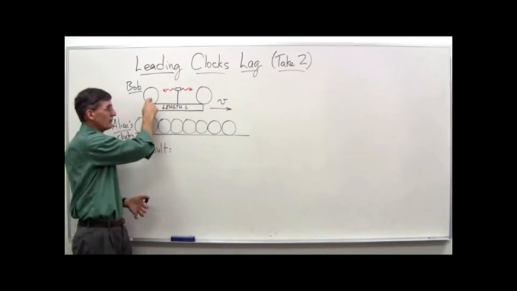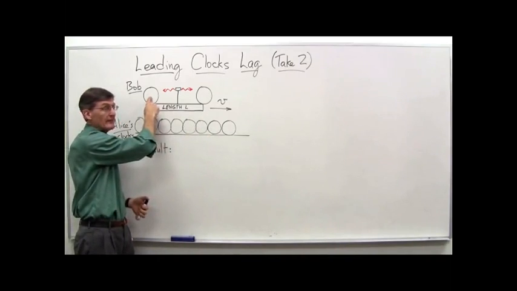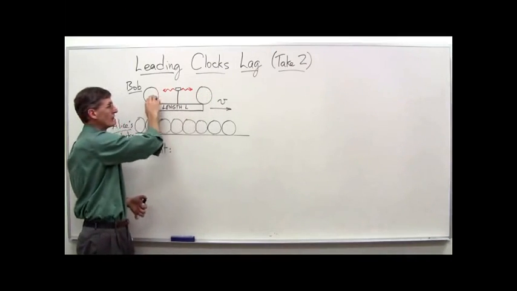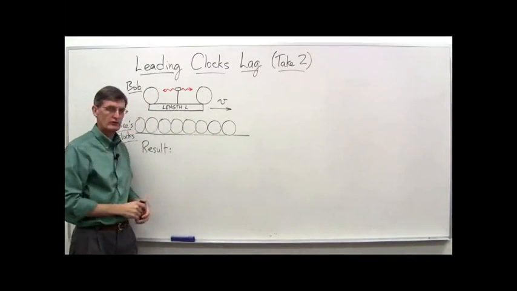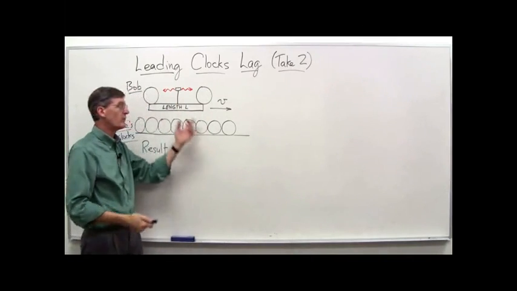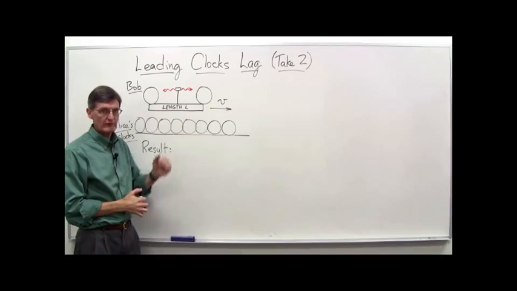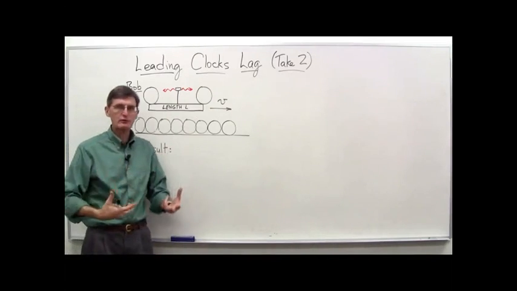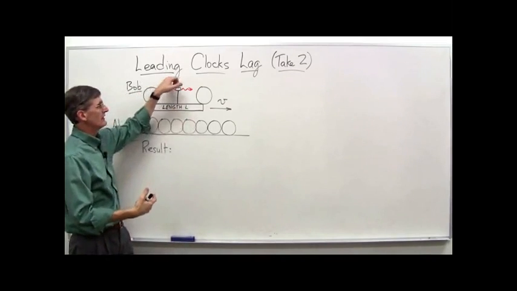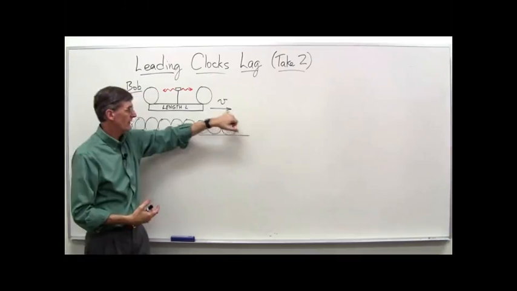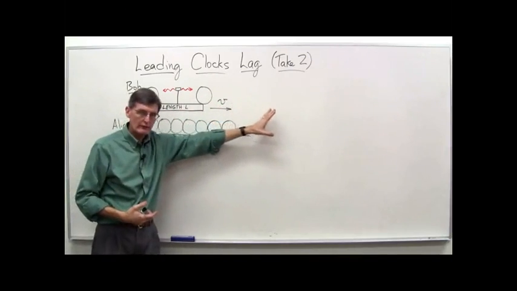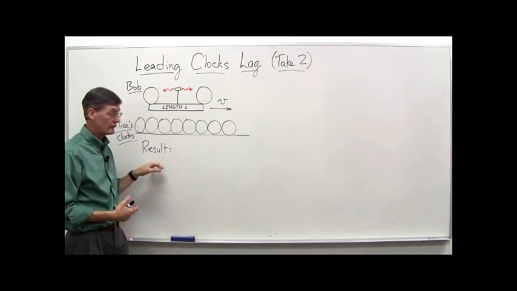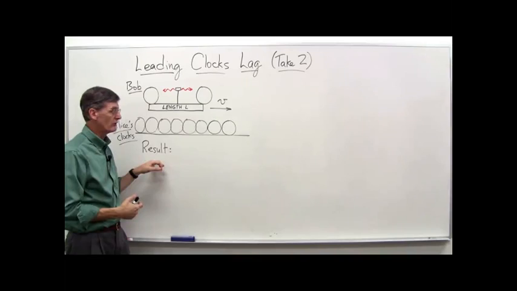So that this clock, from Alice's perspective, is ahead of this clock, or this clock lags this clock, because Alice, as far as she's concerned, her clocks are synchronized. It's Bob who has a problem with the synchronization of his clocks. And so we capture that idea in the phrase leading clocks lag, that this clock on the leading edge of Bob's spaceship lags behind this clock as far as Alice's observations are concerned.